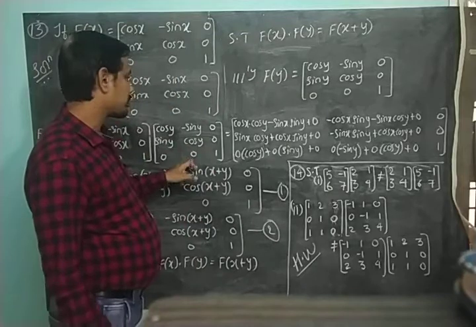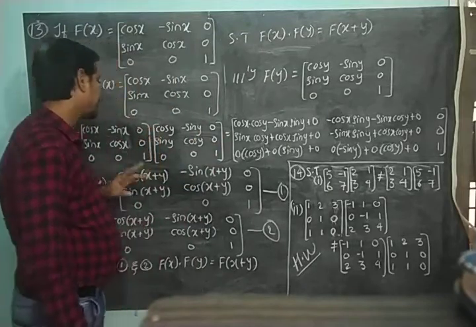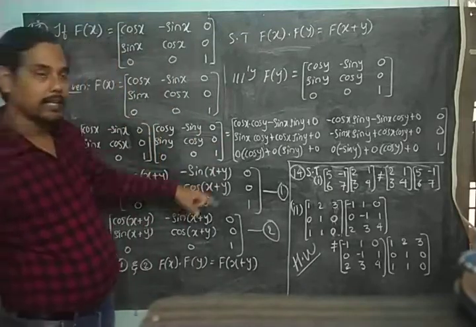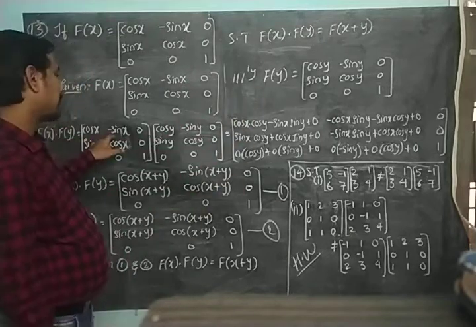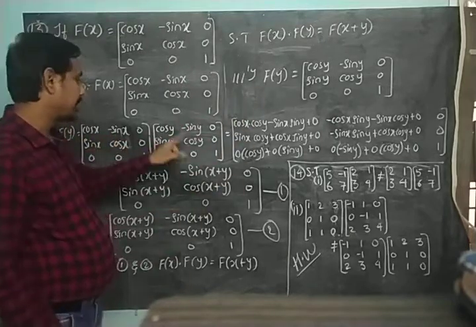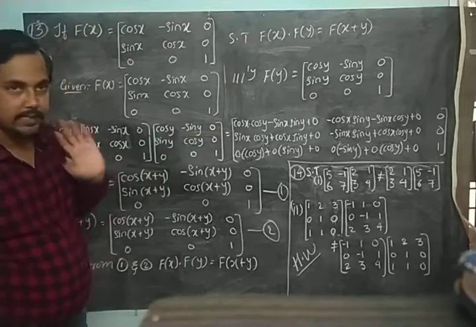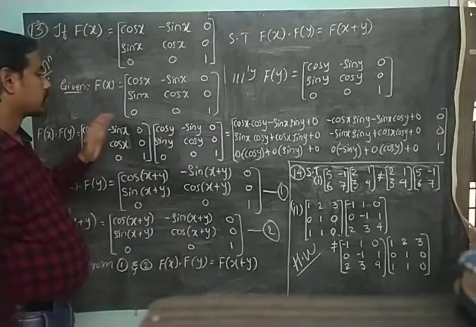Plus 0 into 0, 0. Next, first row with third column: cos x into 0, 0, 0, minus sin x into 0, 0, 0 into 1, 0. Sum of everything will be 0. Okay. Now first row is finished.